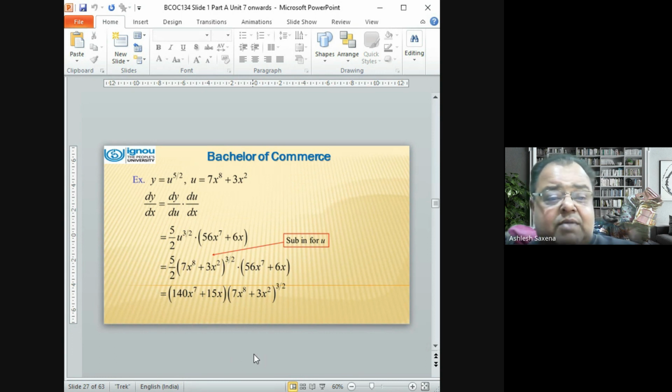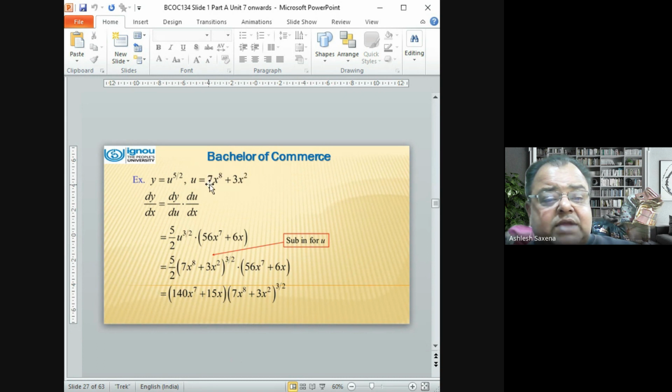First of all, what will I be doing? I will be differentiating this part. dy/dx will be equal to 5/2 will come in front, u will be as it is, and we reduce this power by 1. 5/2 minus 1 will be 3/2, into du/dx.